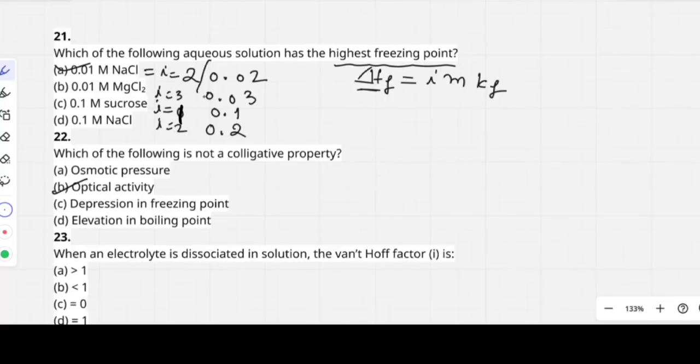So when an electrolyte undergoes dissociation, i is greater than 1. So the answer is i is greater than 1. When an electrolyte undergoes dissociation, i is greater than 1.